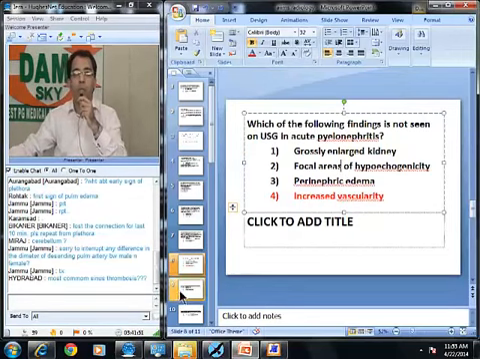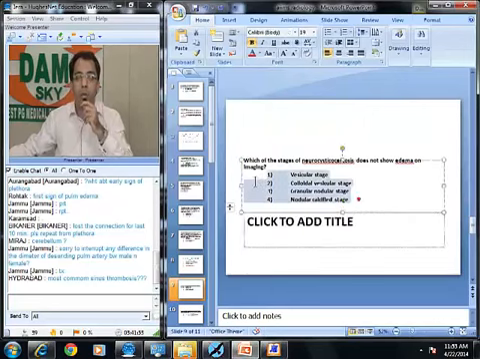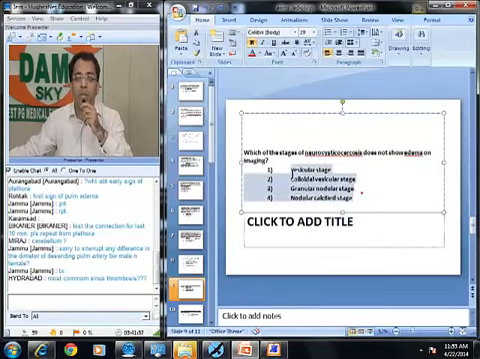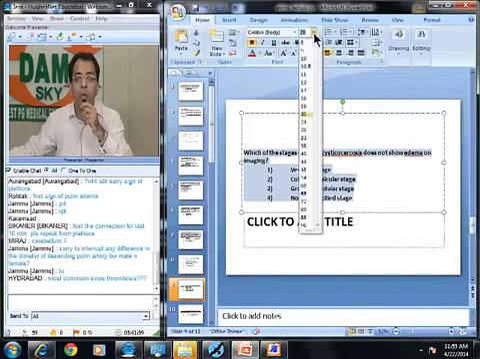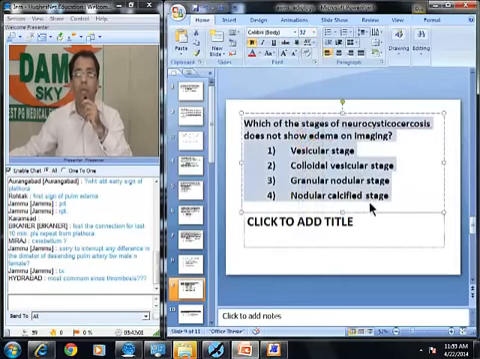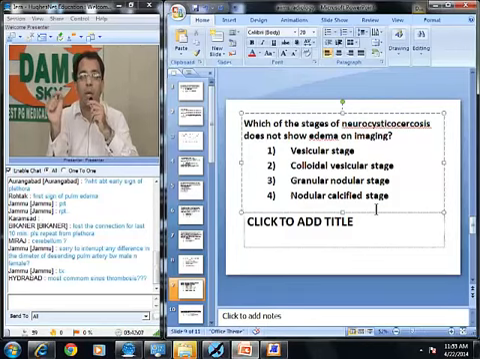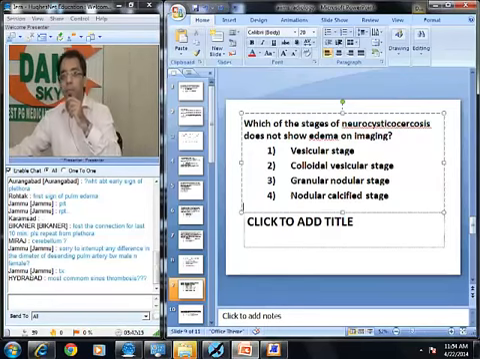Okay. Now look at this question again. Another question which is controversial according to some of the guidebooks. That is why I have taken it from May AIIMS, just to tell you how to look at the questions. Which of the following stages of neurocysticercosis does not show edema on radiological imaging? Vesicular, colloidal, granular, calcified.